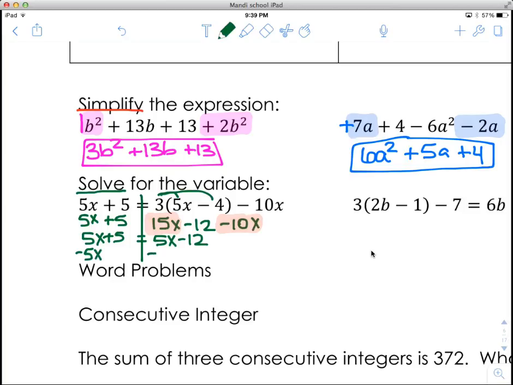Subtract 5x from both sides, letters to the left. That becomes 0. That becomes 0. And you are left with 5 equals negative 12, which isn't true. And if it isn't true, we say no solution.